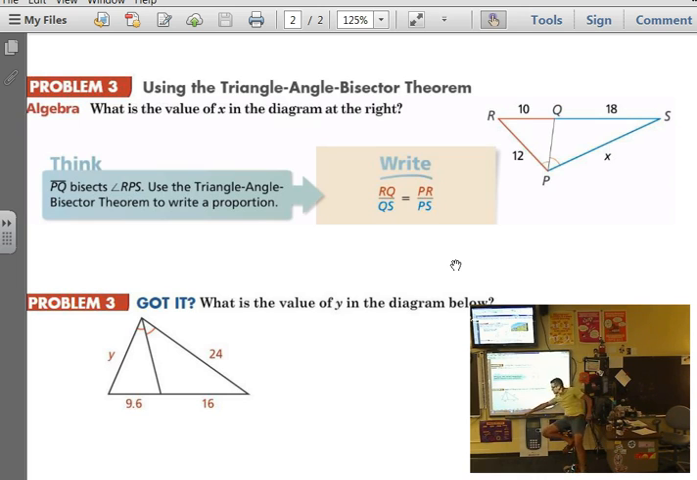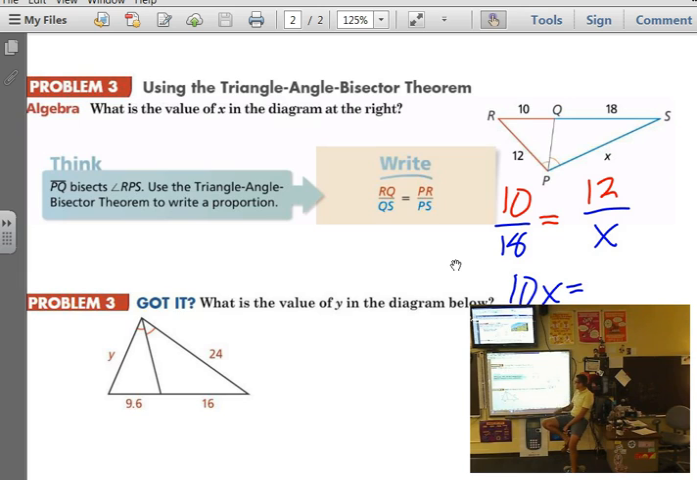So, if we set it up using the way they told us to, RQ, do you have a question, Ethan? No. So RQ's 10 and PR 12. QS is 18 and PS is x. What's up? Oh, okay. So, give me a second to get there. Cross multiply, we get 10x is equal to 216. You can do 18 times 10 and then add 2 more 18s with it if you want. And we get that x is, Ethan? 21.6.